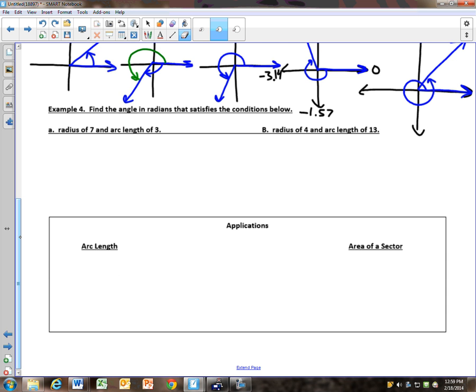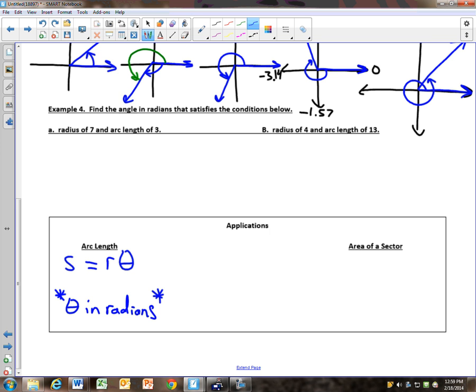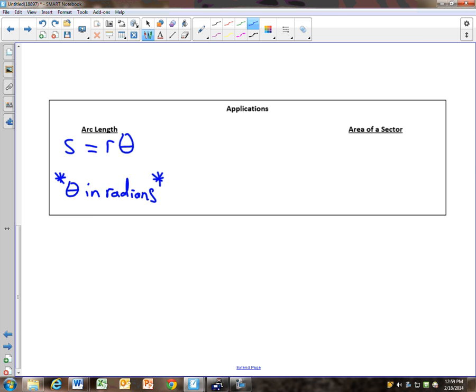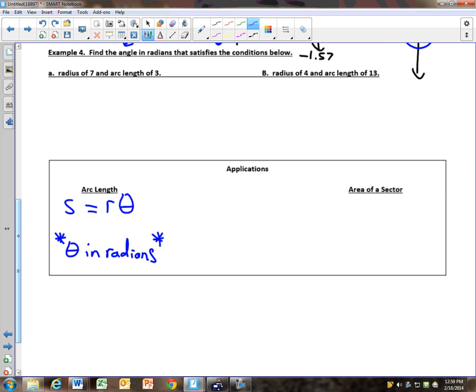Okay, then the last part, arc length. We won't do area of sector, but we'll do arc length. There is a formula for arc length, and I'll show you tomorrow how we derive it. Today I'm just going to give you the formula. S equals R theta. If you want to know the length of an arc, just take the radius and multiply it by theta. But you have to put a little note here: you have to be working in radians. If you're working in degrees, then the formula doesn't work. We have a different formula if we're working in degrees. So theta is in radians.